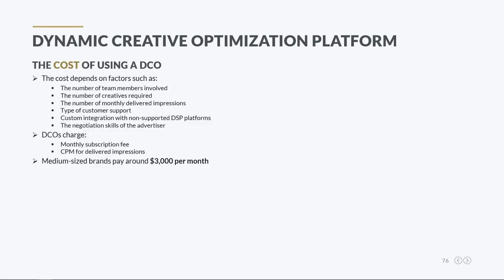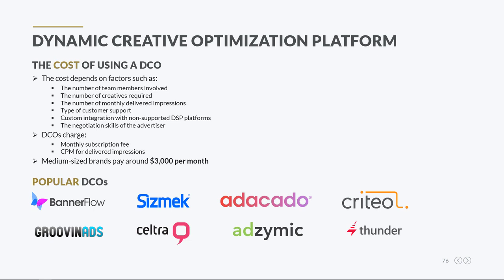The cost of using a dynamic creative optimization platform may depend on many factors, such as the number of team members involved in this project, the number of ad creatives, the number of delivered impressions per month, the type of customer support you would like to receive, the custom integrations you may need, and of course, your negotiation skills. Typically, dynamic creative optimization vendors charge a monthly subscription fee, plus a CPM for delivered impressions. A medium-sized brand delivering millions of impressions per month could be paying around $3,000 per month.